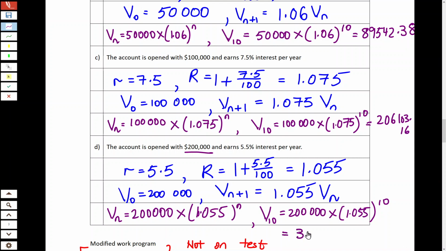So look at that. If you invest 200K in the bank for 10 years at 5.5%, you come back in 10 years' time and that's $140,000 that you've made. But you can't touch the money for 10 years. Yeah, then you wouldn't make as much money at the end.